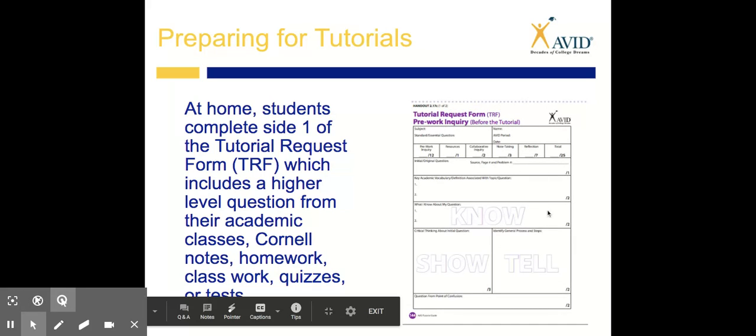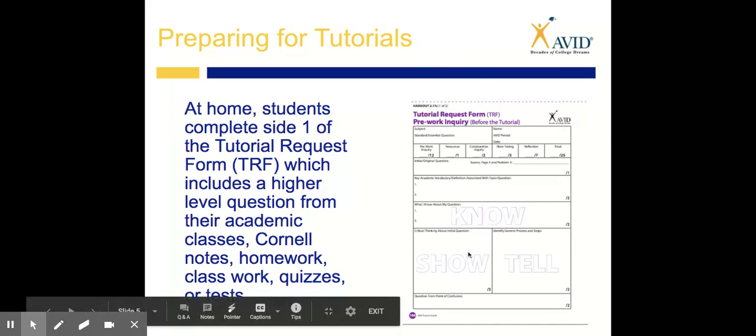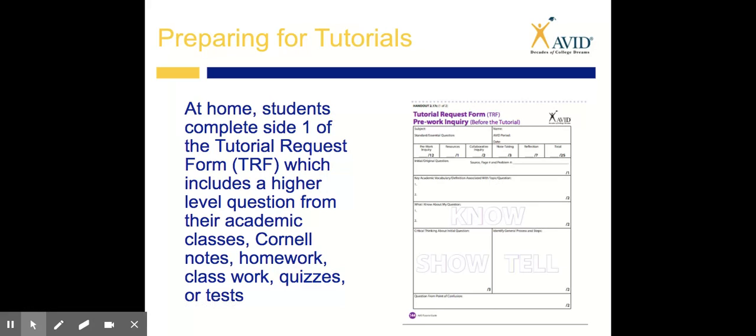Okay, back to where I was. As you can tell, I had to take out the form that was on this slide and replace it with one that's in an upcoming slide. So this is what TRFs look like.